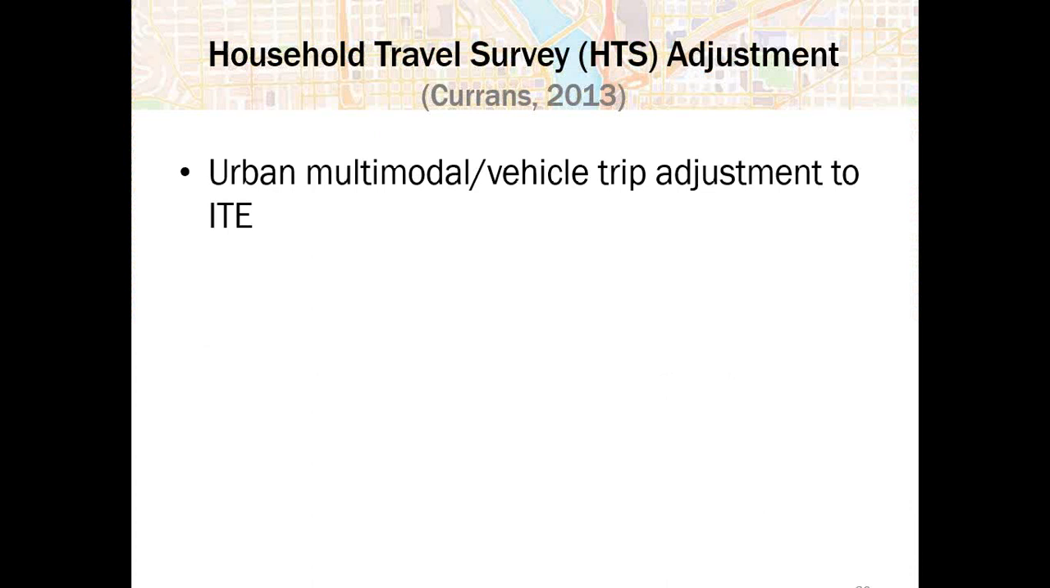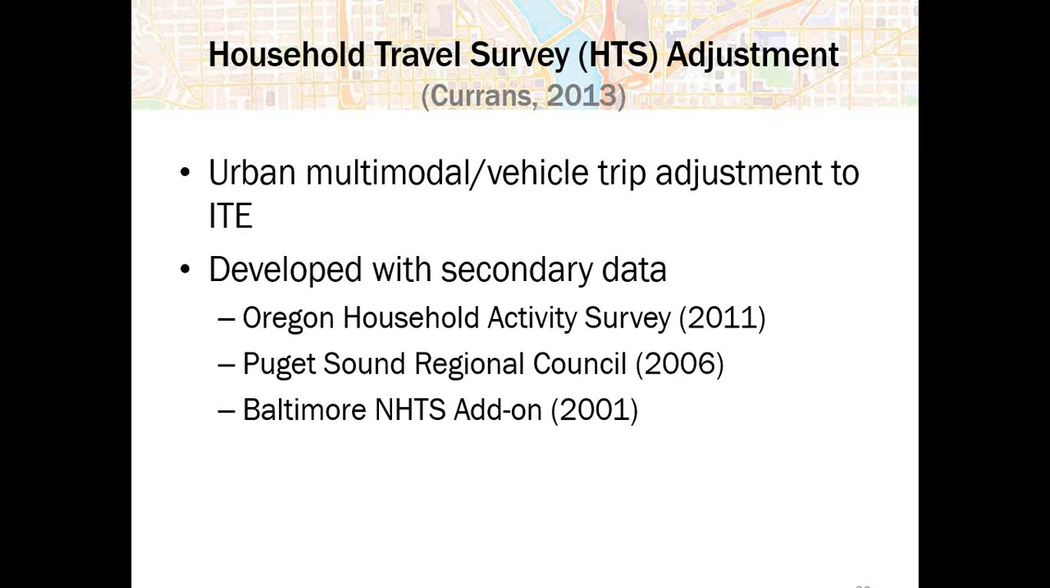It's similar to the other methods in that it's an urban adjustment to ITE, but this method provides both multimodal and vehicle trip adjustments. It was developed using secondary data, specifically household travel survey diaries, but I used data from 3 regions: Portland, Oregon, Seattle, Washington, and Baltimore, Maryland. I pooled these household travel surveys to develop these models to account for variations across different regions.